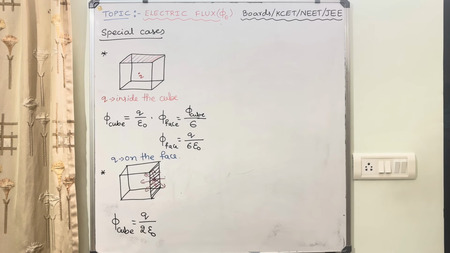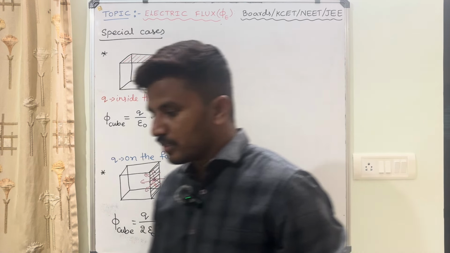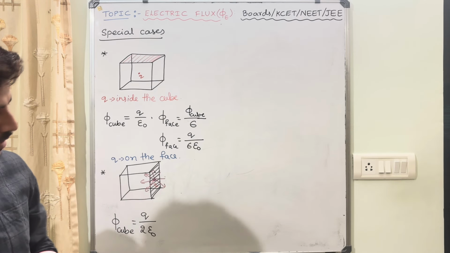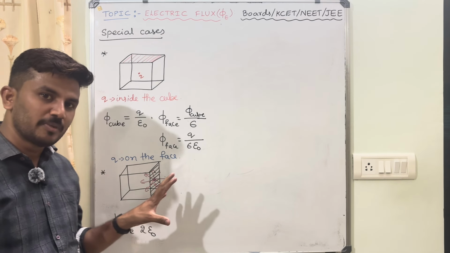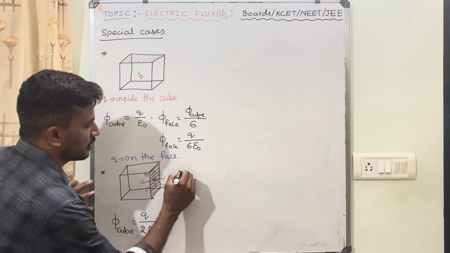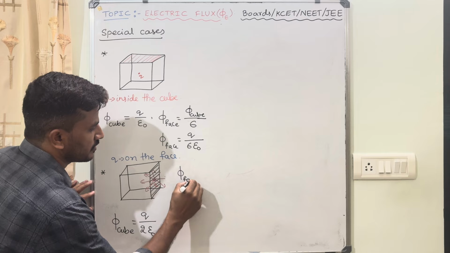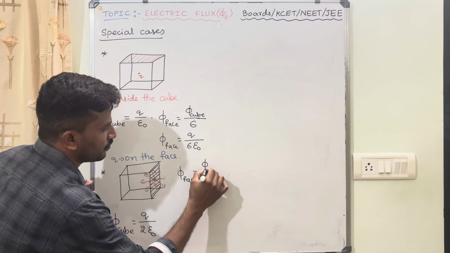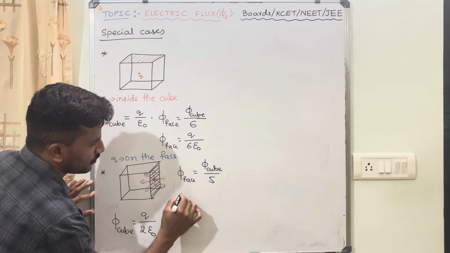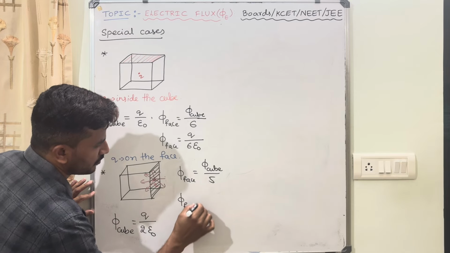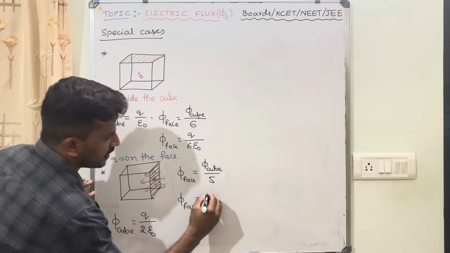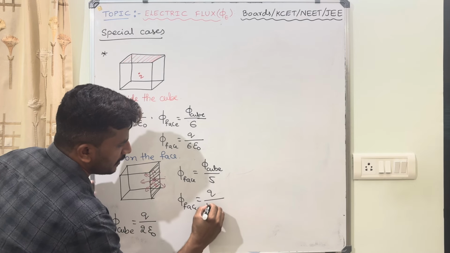On which surface the charge is present, that surface you should not consider. So one surface is left out, and the remaining 5 surfaces are there. So divide this one by 5 and you will get the flux for each face. Flux through each face is equal to flux through the cube divided by 5. So it is q by 2 epsilon naught, times 5, that is 10. So q by 10 epsilon naught.